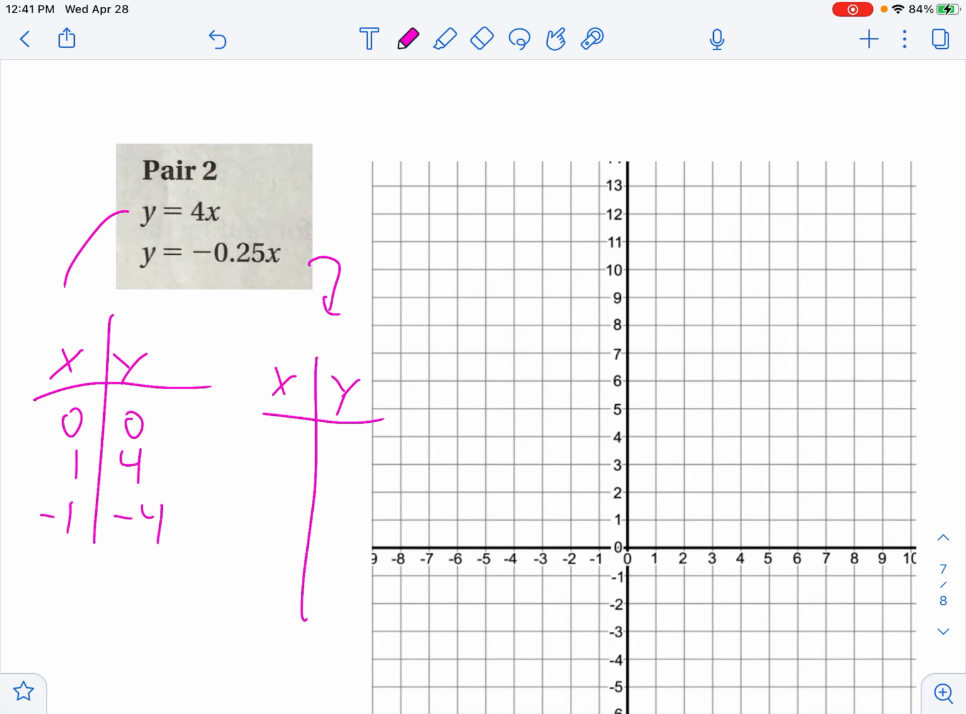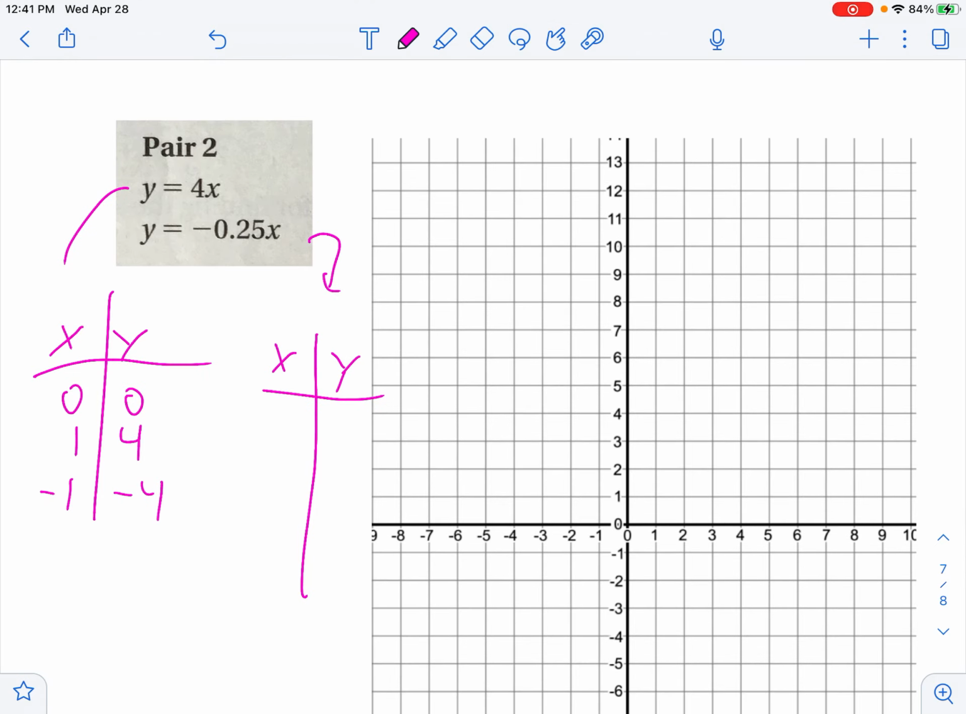Now 0.25 is actually 1/4, so I'm going to pick numbers that are nice when you put them into fourths. So if x is 0, y is 0. I can use 1, 2, 3, 4, but here's what I'm going to do. I'm going to use 4 because I know 1/4 of 4 is 1, and a negative times a positive will be negative. I'm also going to use negative 4 because 1/4 of 4 is 1, and then a negative times a negative will be positive.